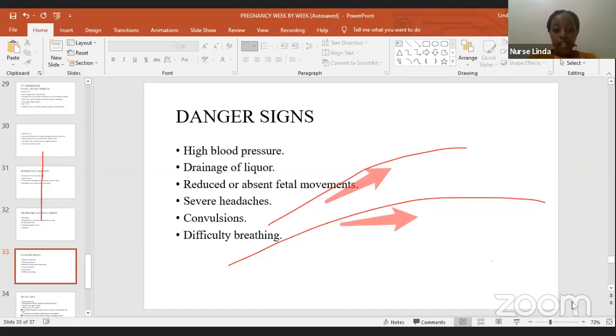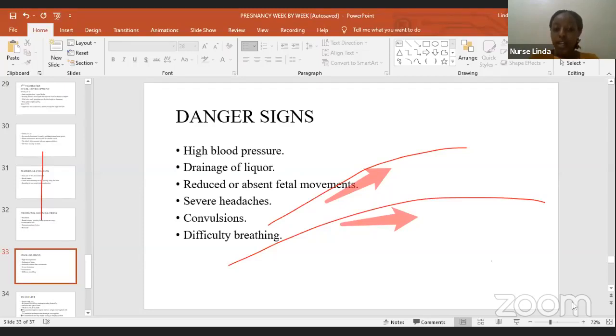There's drainage of liquor. Liquor is the amniotic fluid. So if there's drainage of liquor before the pregnancy is term, that is a danger sign, because it might result in infections to the fetus and also preterm labor. There's also reduced or absent fetal movements. I said that a woman needs to understand the way their fetus moves, so that if there is reduced movement, they are able to detect that early enough.